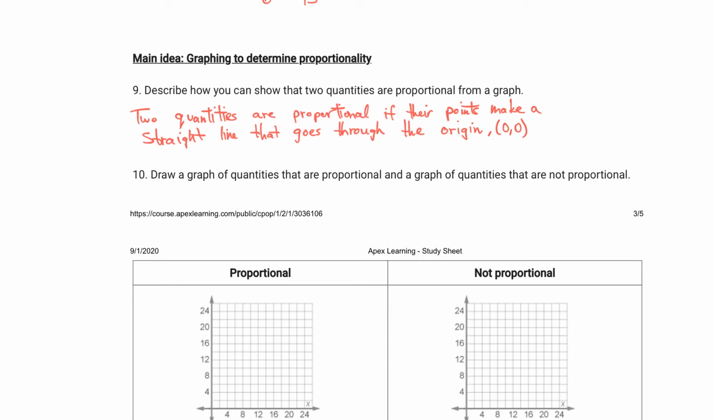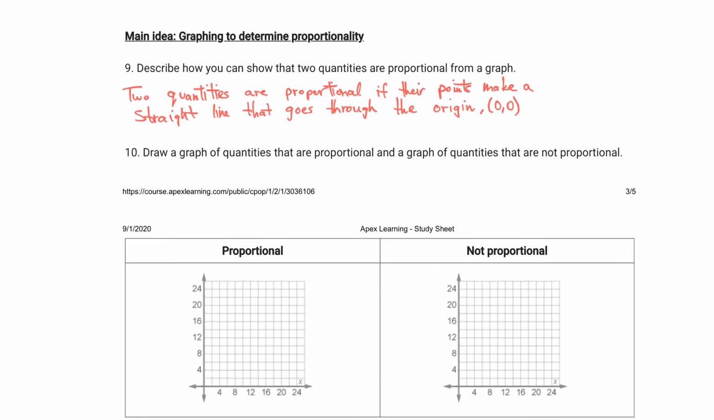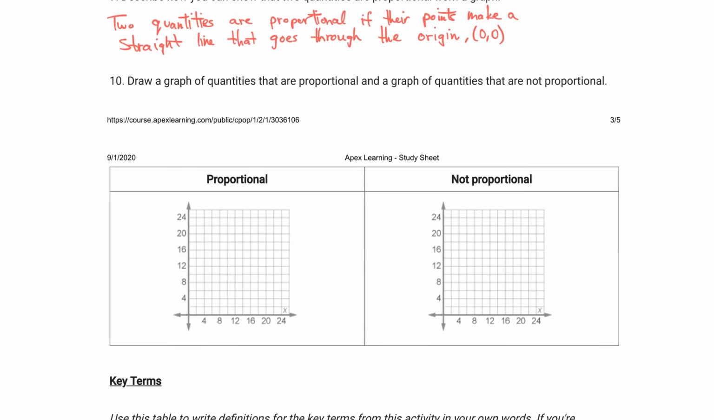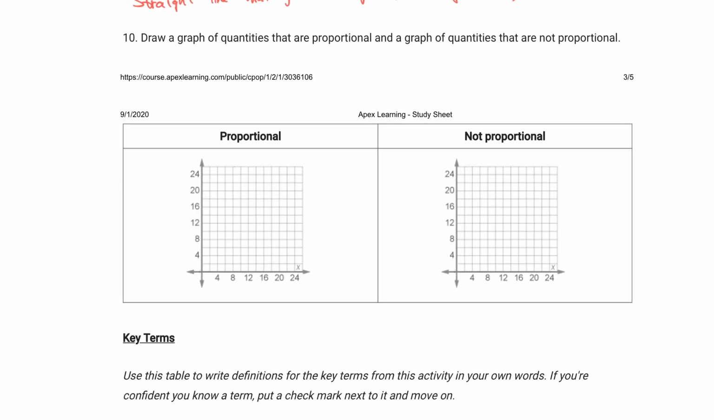So draw a graph of quantities that are proportional and a graph of quantities that are not proportional. So one that's proportional, well, it's a straight line that has to go through the origin. So if I do something like this, up and over 2, up and over 2, up and over 2, up and over 2. So I'm drawing, and this ends up being a straight line that goes through the origin.